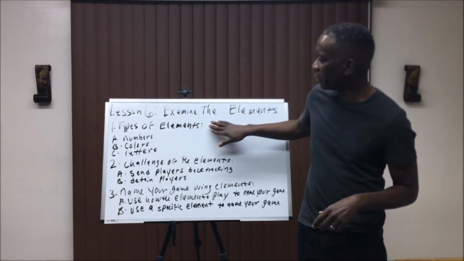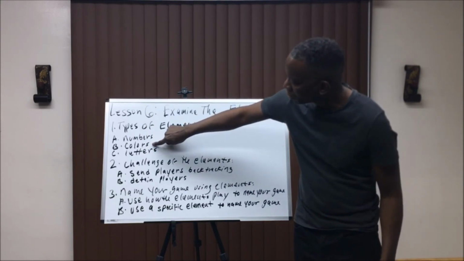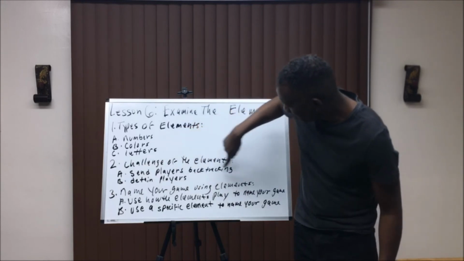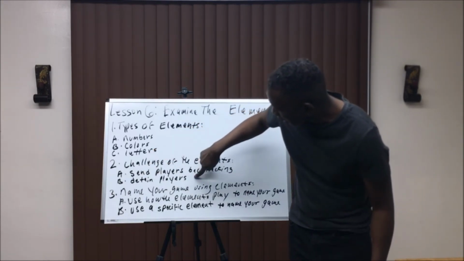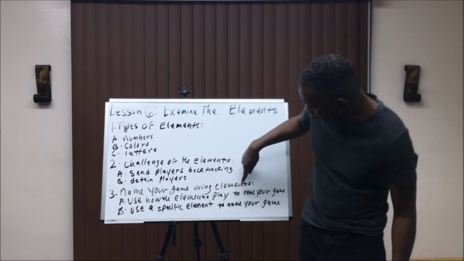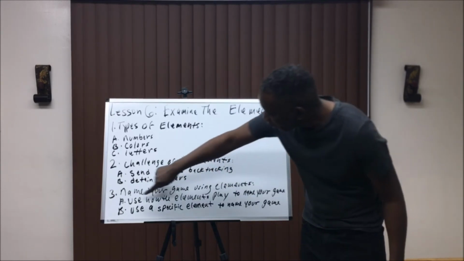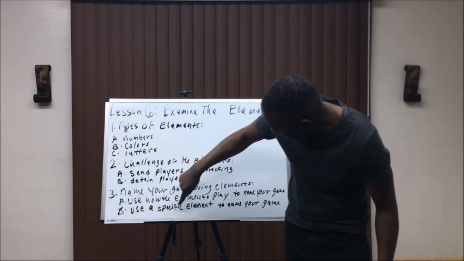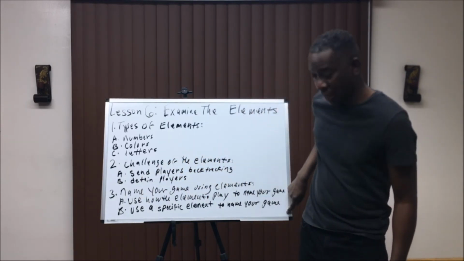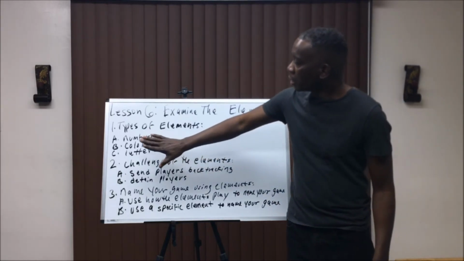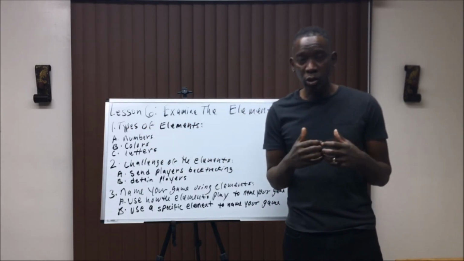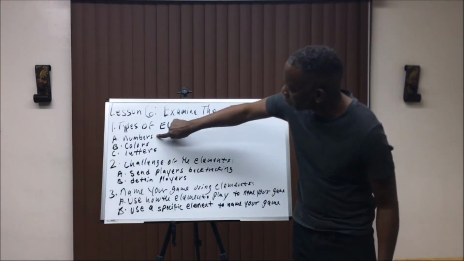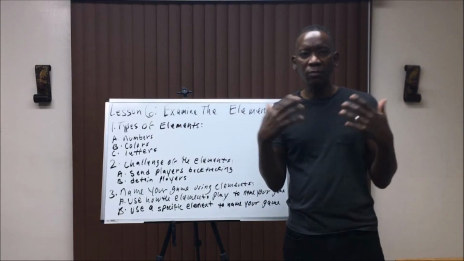Types of elements: numbers, colors, letters. Challenge of the elements: send players backtracking, detain players, name your game using elements. Use how the elements play to name your game, and use a specific element to name your game. So, the types of elements that you can use on your track to make your board game challenging are numbers, colors, letters, and there are so many more.